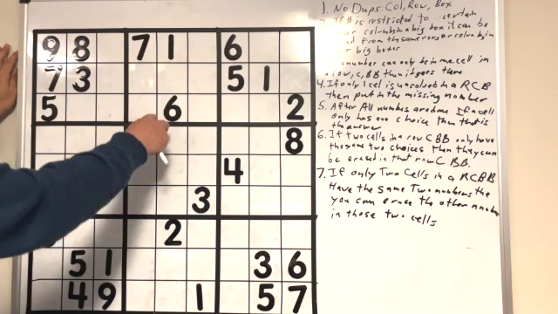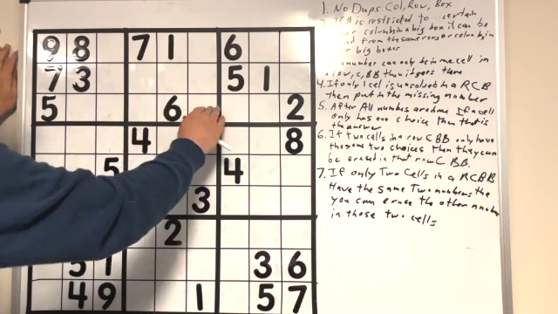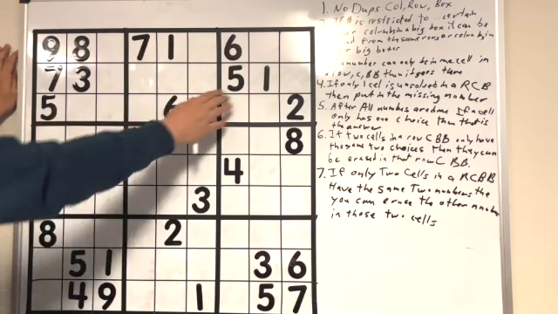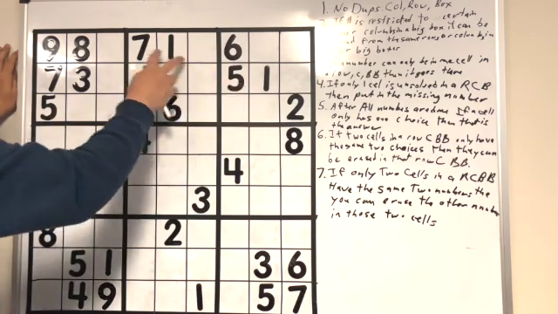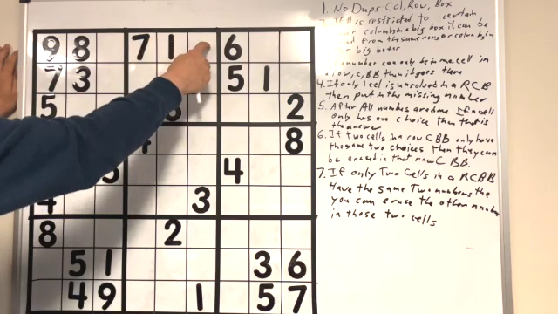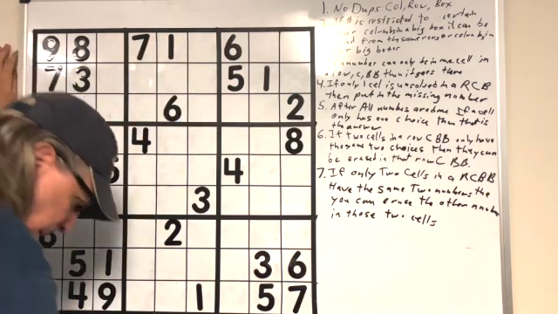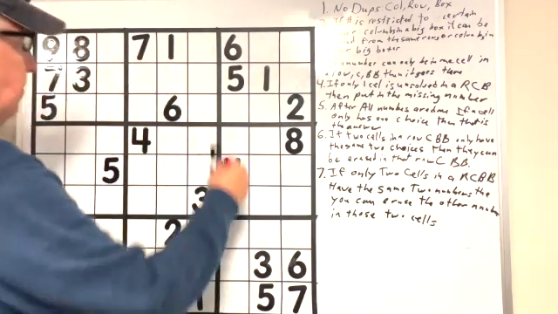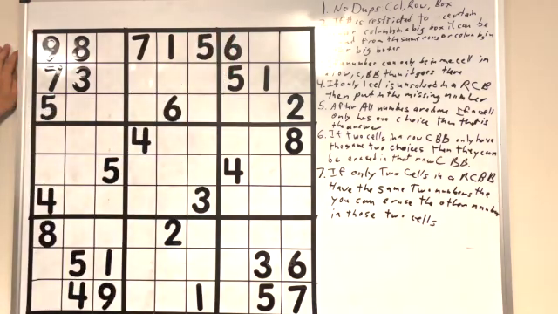How about this one? 5 can't be across the bottom because of this 5. 5 can't be across the middle because of this 5. These 2 are already solved, so 5 has to go there. Nice. Wow, 5s are doing okay. We got 2 of them.